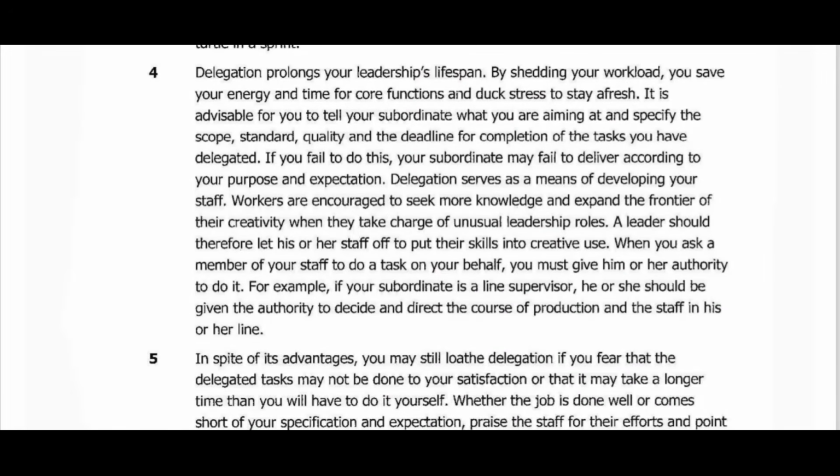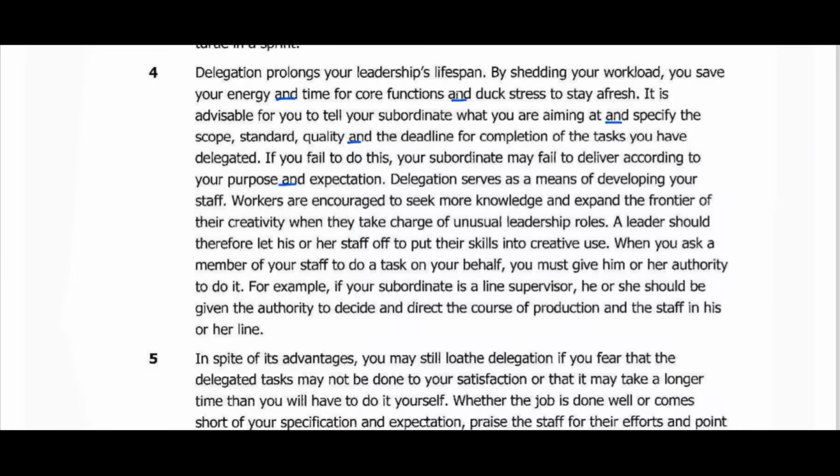Delegation prolongs your leadership's lifespan. By shedding your workload, you save your energy and time for core functions, and start to say afresh. It is advisable for you to tell your subordinates what you are aiming at and specify the score, standard, quality, and deadline for completion of the task you have delegated. If you fail to do this, your subordinate may fail to deliver according to your purpose and expectation.